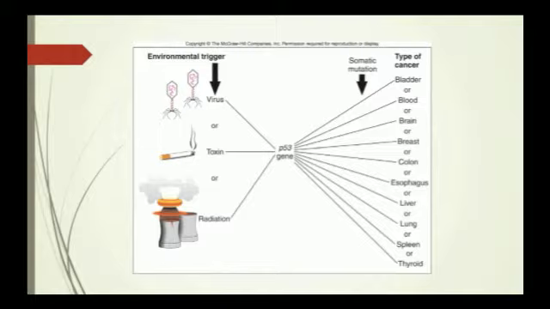So this shows some factors that can mutate a P53 gene, like viruses, toxins, and radiations would be things that could mutate it. And it's shown that almost all types of cancer could be caused by a mutated P53 gene. So from bladder cancer to breast cancer to liver cancer, anything could be caused by P53.